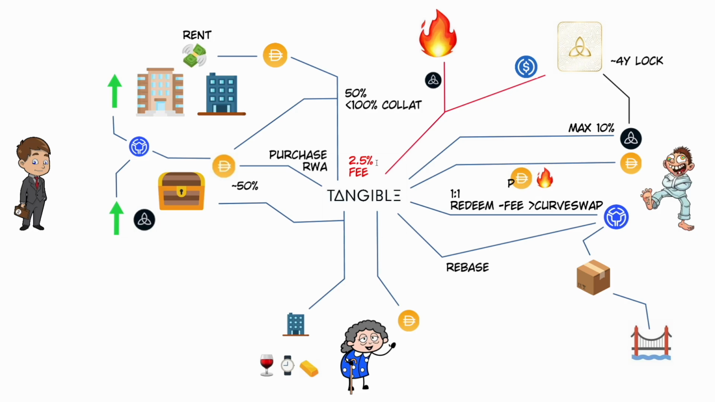Someone else wants to buy some NFTs or some of those real estate assets or some of these other NFTs. Then there's that fee, and that fee goes to these 4-year lockers and so forth.